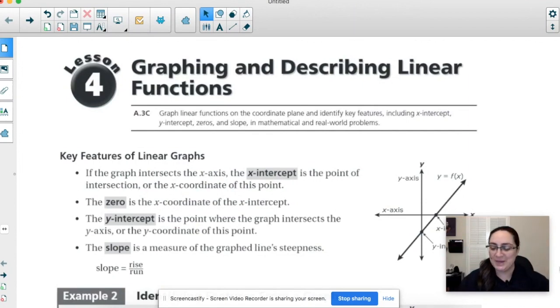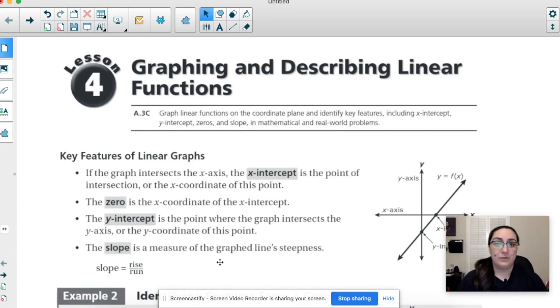So today we're going to be talking about graphing and describing linear functions. This is when you have a linear graph, which is a straight line, and you will have an x-intercept. That means that's where the graph crosses the x-axis. It's also known as the x-coordinate of the point that crosses through the x-axis. Another name for that is called the zero or the root. So that's the x-coordinate of the x-intercept.